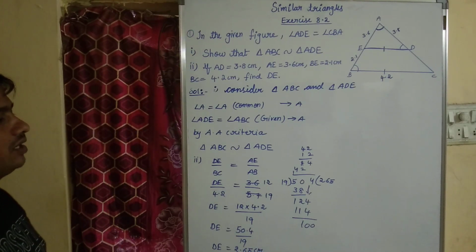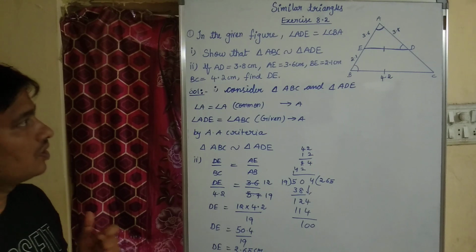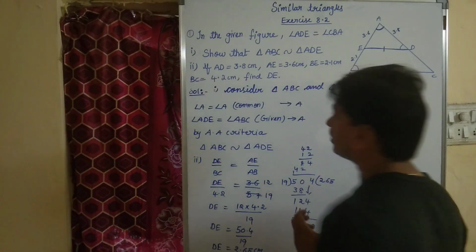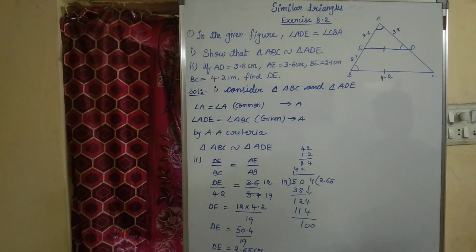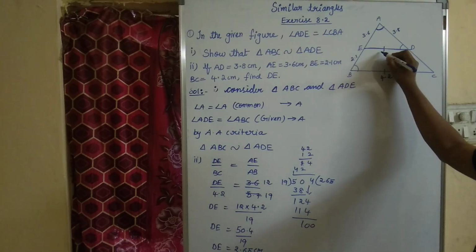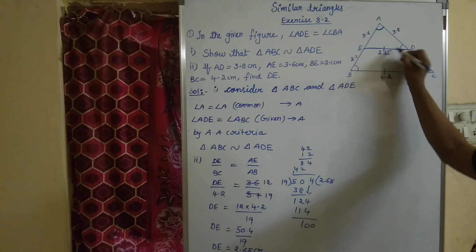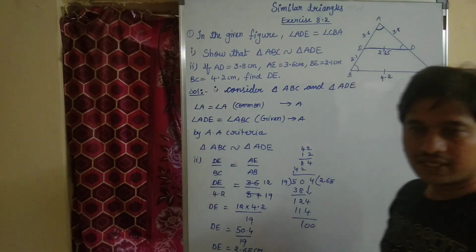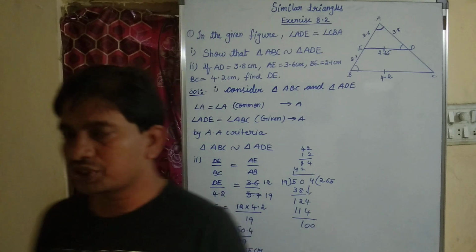Okay, so this is our question number 1. Simply, they are asking to prove first that triangle ADE is similar to triangle ABC, and the second one, they are asking to find the length of DE. We got the length of DE is approximately 2.65 centimeter. So this is our question number 1.